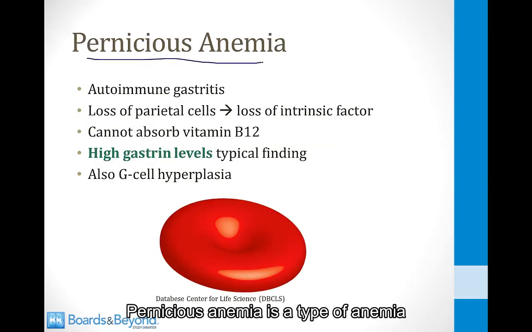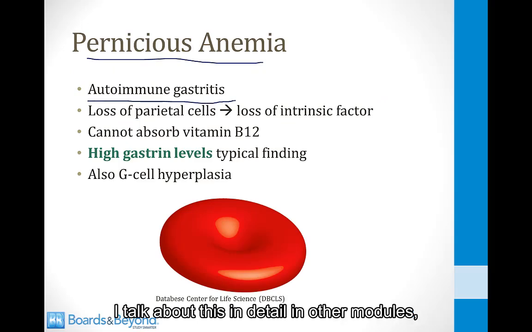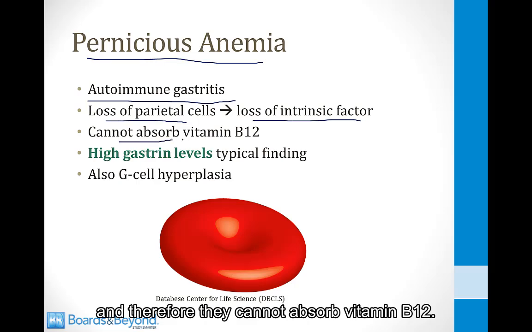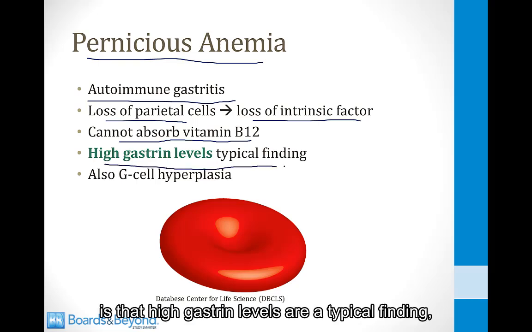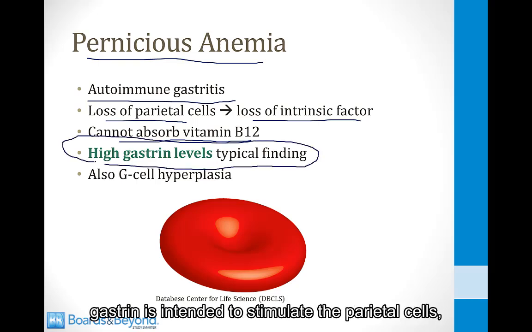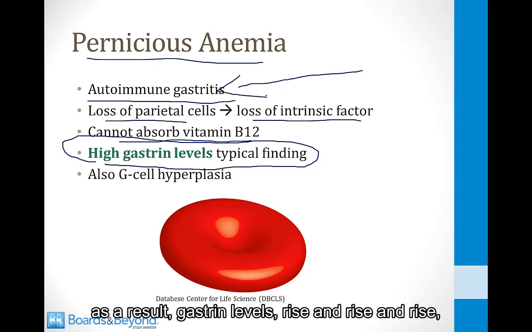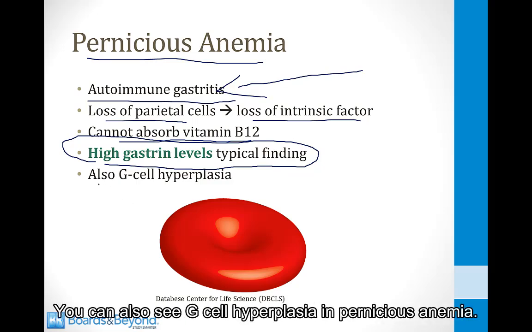Pernicious anemia is a type of anemia that occurs when patients have autoimmune gastritis. I talk about this in detail in other modules, but these patients lose their parietal cells in their stomach and they lose intrinsic factor, and therefore they cannot absorb vitamin B12. What I want to mention to you here is that high gastrin levels are a typical finding. Gastrin is intended to stimulate the parietal cells, but those cells are destroyed by the gastritis. As a result, gastrin levels rise and rise and rise, trying to stimulate the parietal cells that are being damaged by inflammation. You can also see G cell hyperplasia in pernicious anemia.